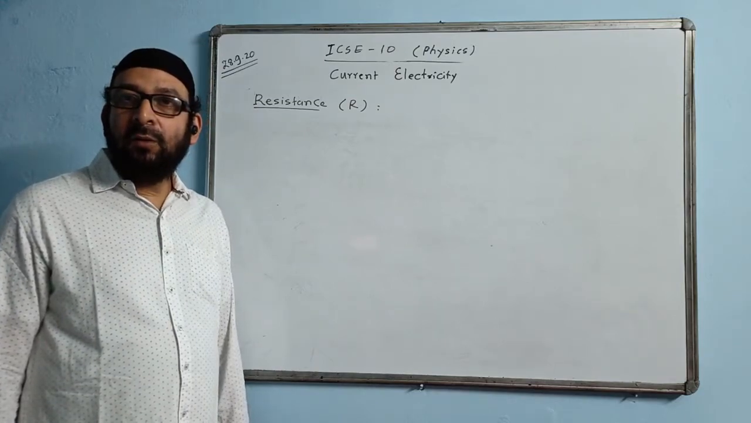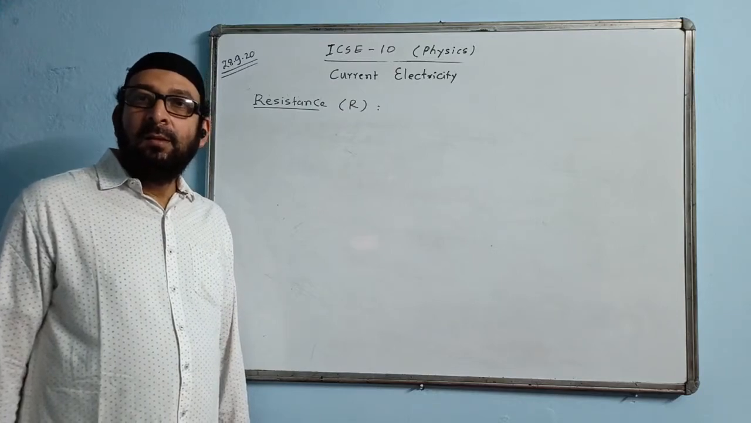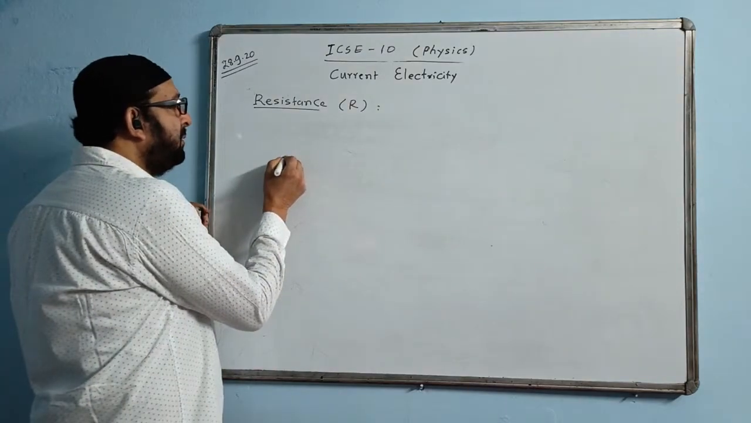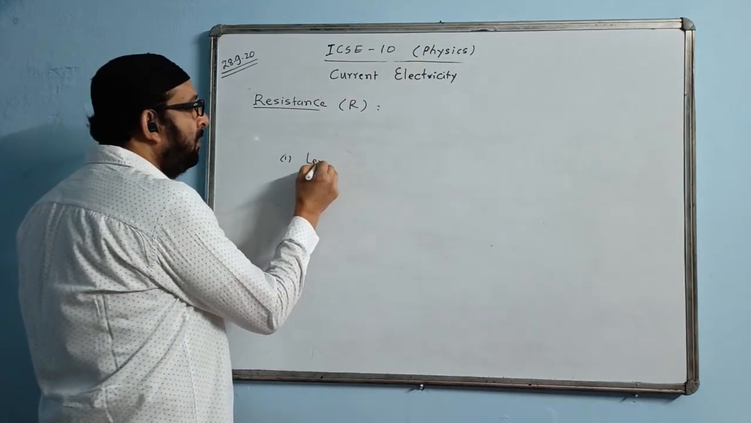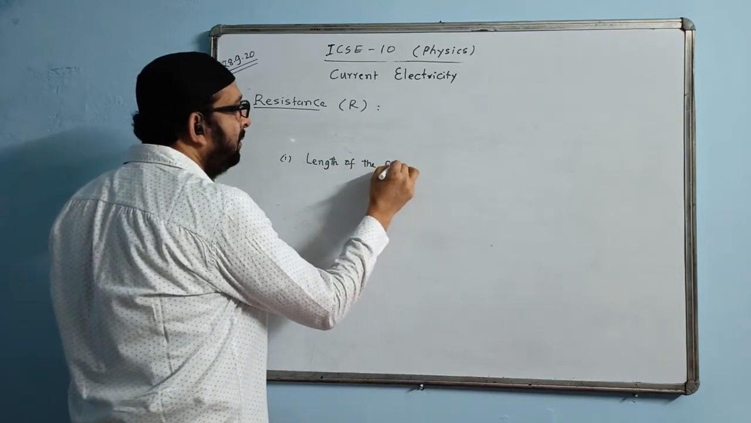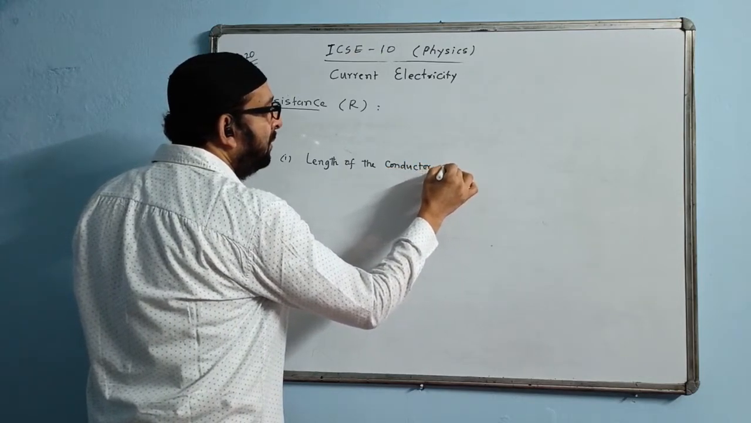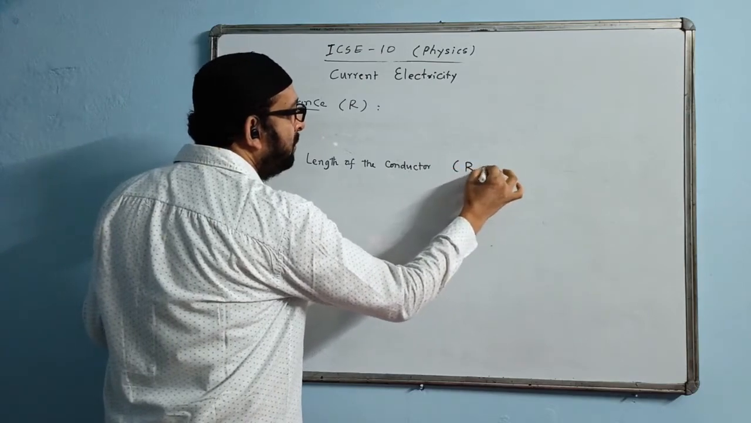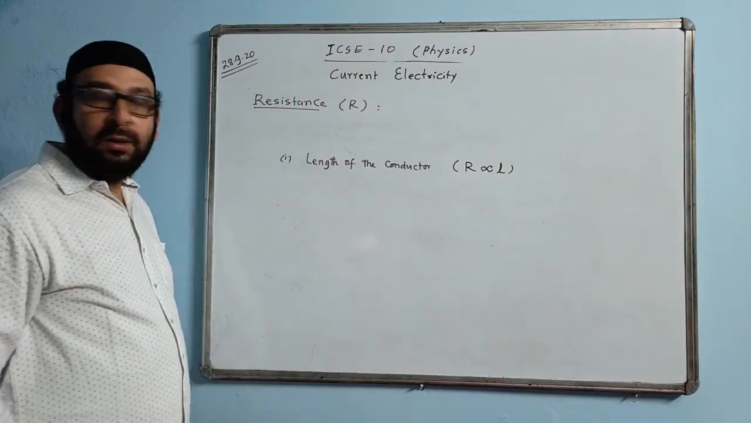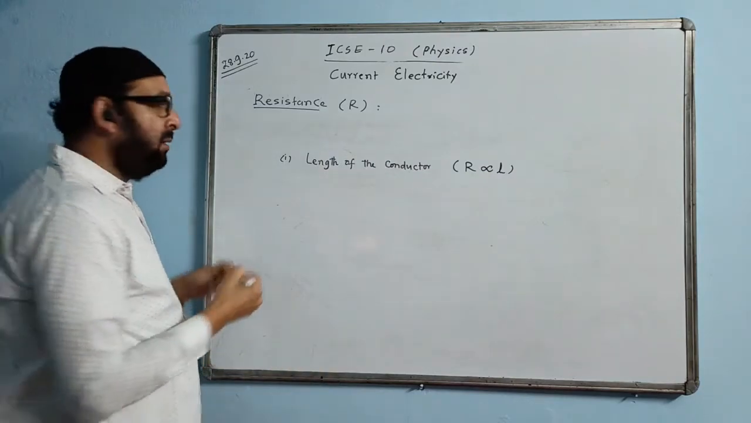Resistance depends on the following factors. Number 1, length of the conductor, and write under bracket R proportional to length. Resistance is directly proportional to the length of the conductor. I have written the sign, this is called proportional to the length.